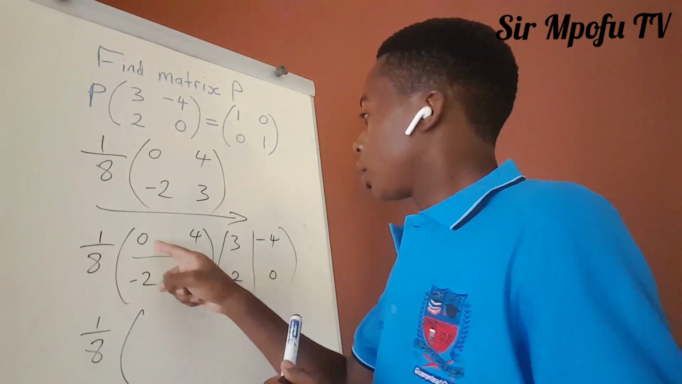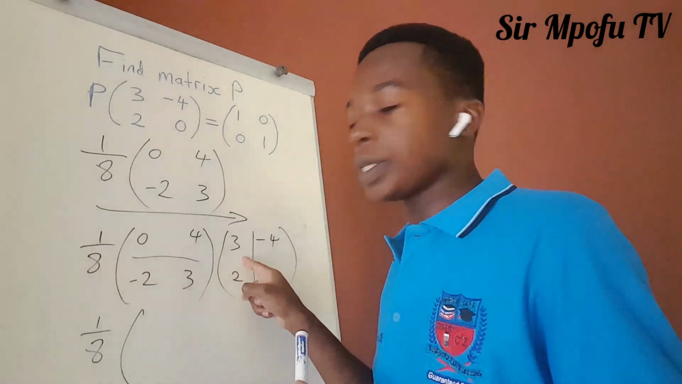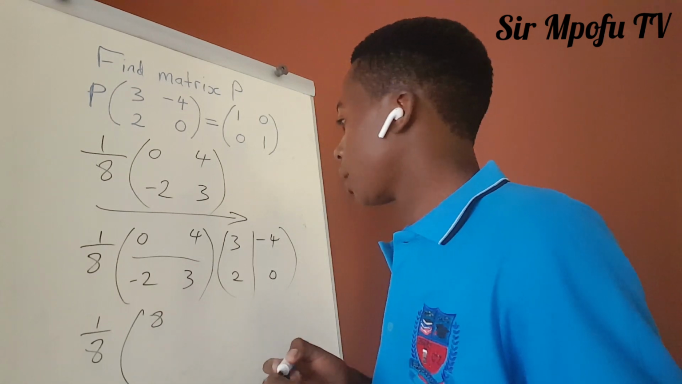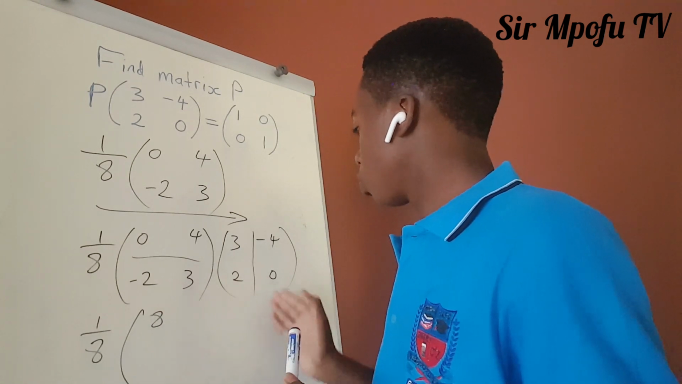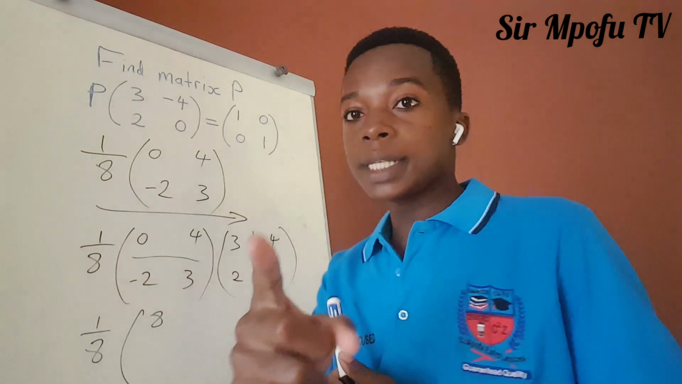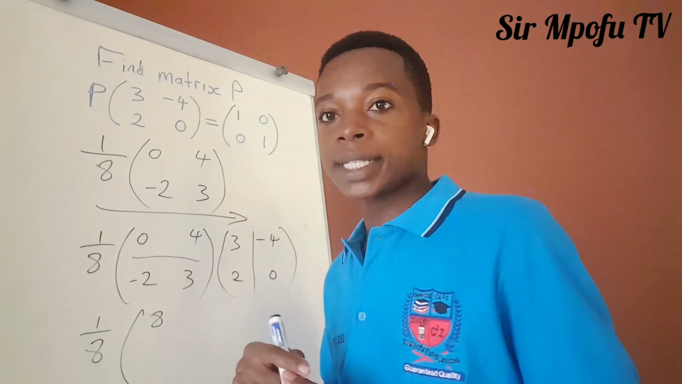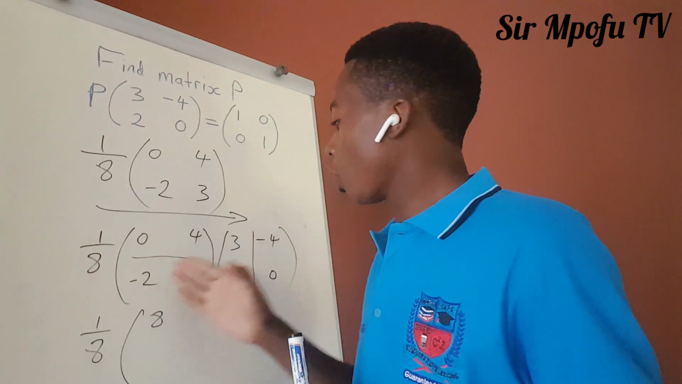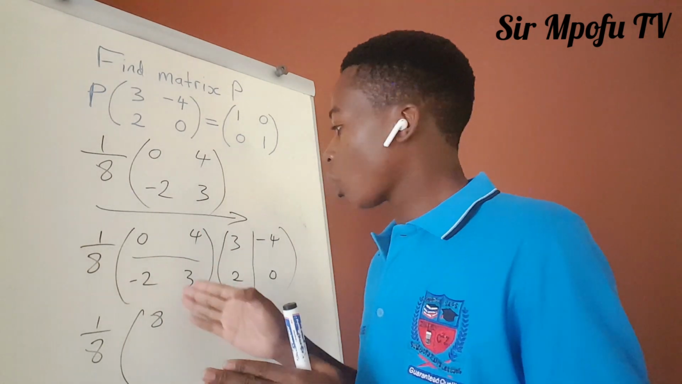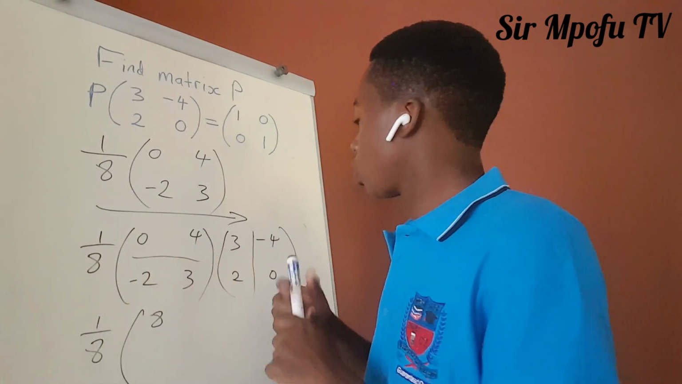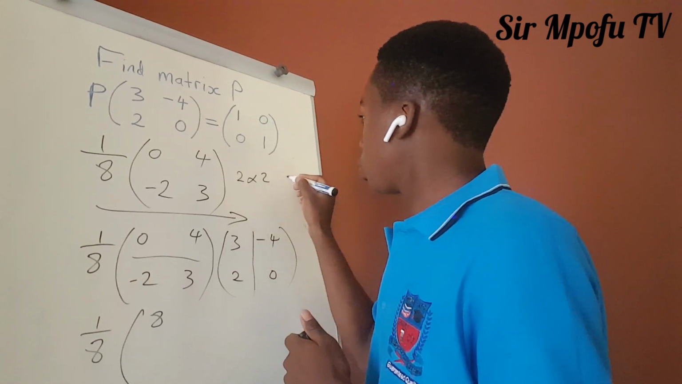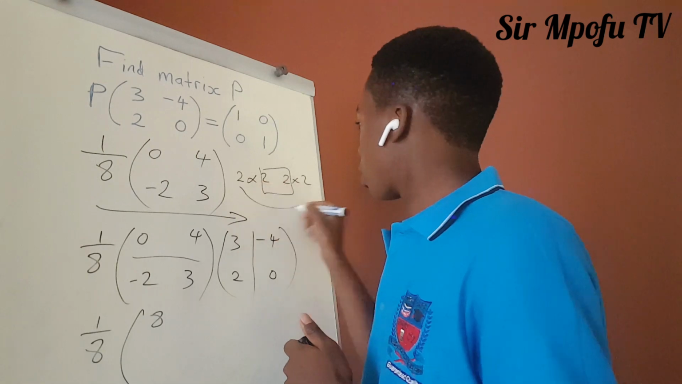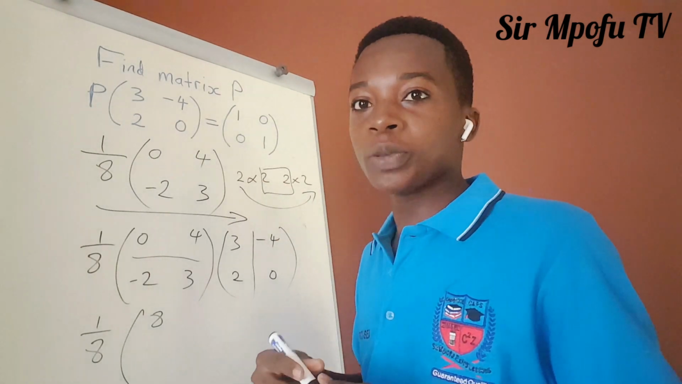Right. 0 times 3 is 0, then plus 4 times 2, which is 8. So we're going to have 8 here. Then we go to this other side. As I told you in the previous Mpofu's Daily Revision, the order will tell you the result. This is a 2 by 2 and a 2 by 2, so your result is also going to be a 2 by 2 matrix.